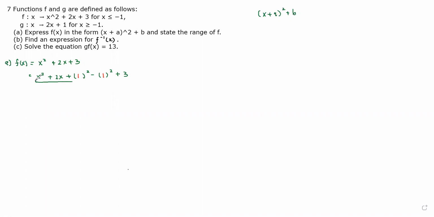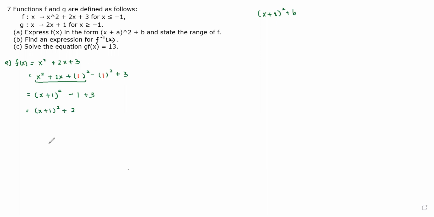These first three terms are a perfect square trinomial, and we can factor that to be the square of (x + 1). Then we have minus the square of 1, which is 1, plus 3, and that gives us (x + 1)² + 2. So we have it in the vertex form already, and we need to state the range of f.